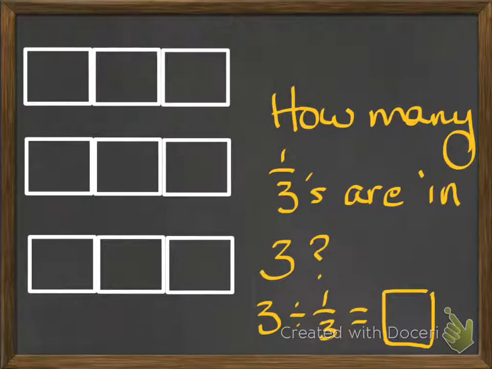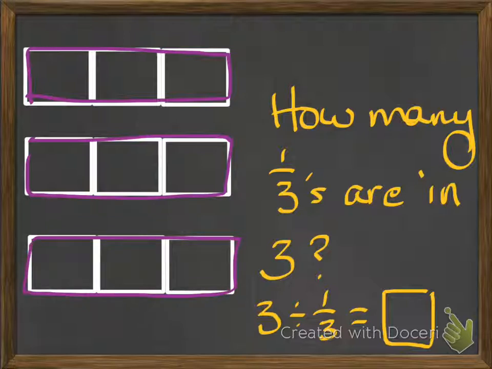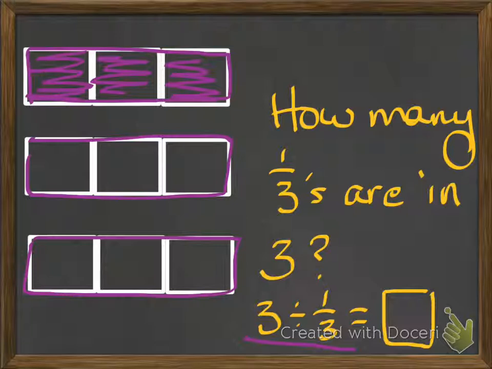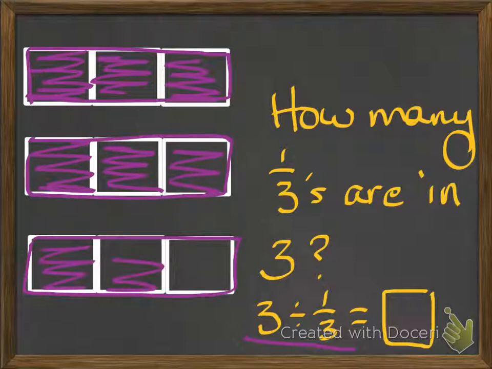How many 1/3 are in 3? So imagine I've got 3 candy bars here, big long candy bars. This is a whole candy bar, this is a second candy bar, and that's a third candy bar. And I'm dividing 3 candy bars into thirds. So I've got a third here, and a third here. Now how many thirds are in all 3 candy bars? Well, 1, 2, 3, 4, 5, 6, 7, 8, 9. 3 divided by 1/3 equals 9.